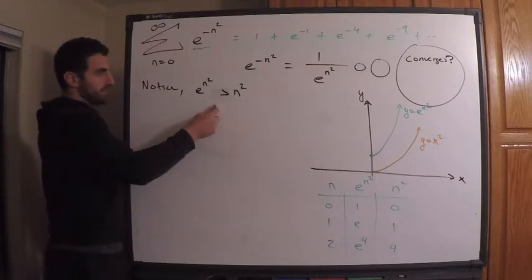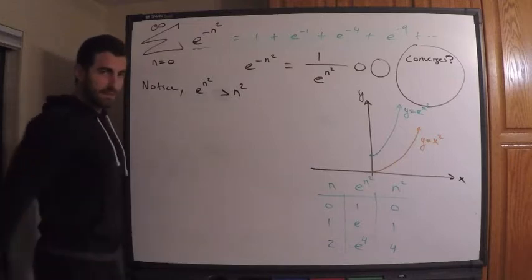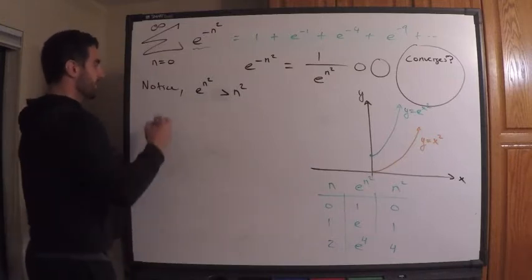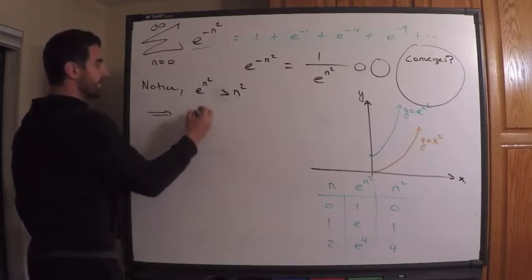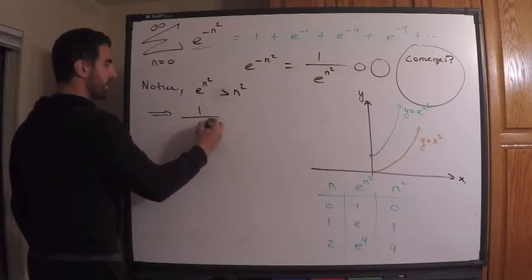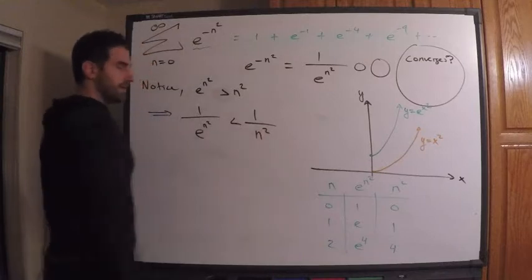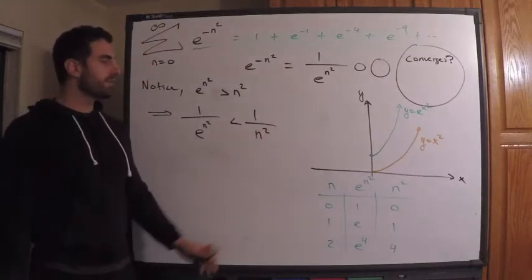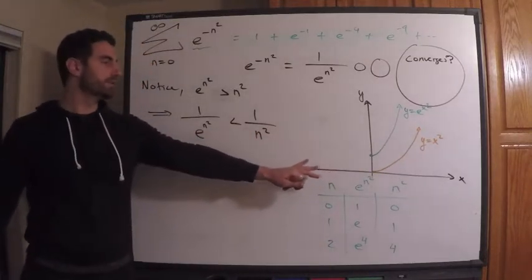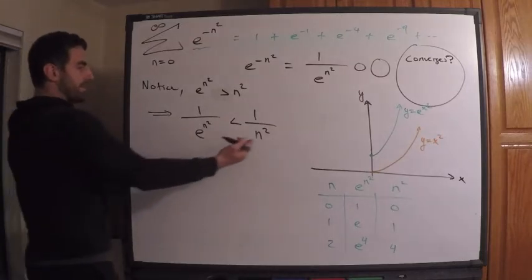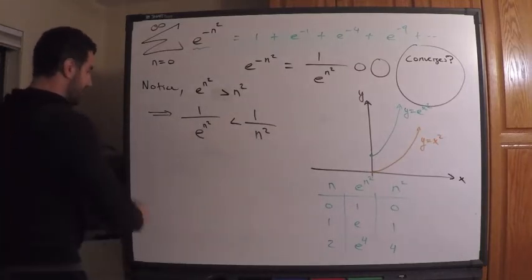Now, what am I going to do? Okay, well at this point, I have a comparison that makes sense. Reciprocate both sides. So this tells me that 1 over e to the n squared is less than 1 over n squared. And I have it. I'm convinced. If you have this work in your paper, it helps as well. We know something about this. This is a p-series.